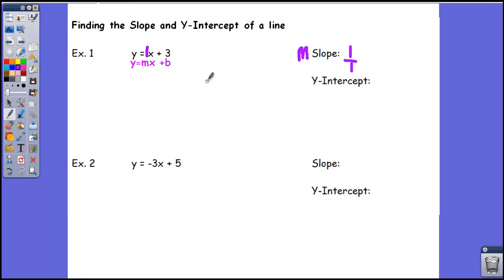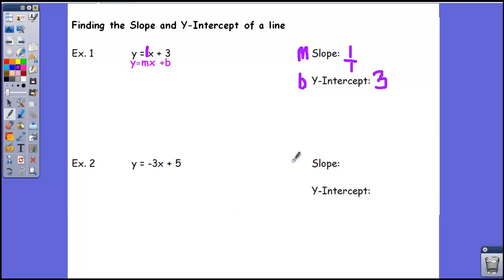My y-intercept then is the b. So I have to look in my equation here, y equals 1x plus 3, and b is 3. So my y-intercept is 3. So what this means is our graph hits at 3 units up on the y-axis, and the slope is rise 1, run 1.